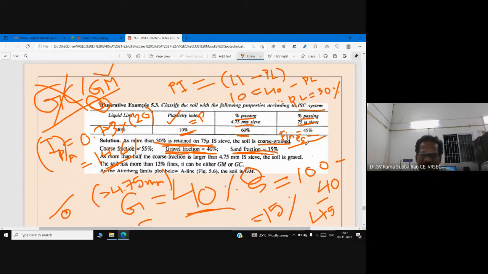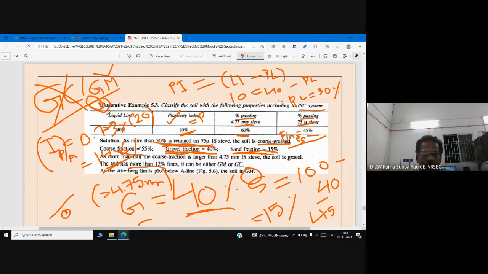Then the percentage of soil passing 75 micron is nothing but fines. Fines is a combination of silt and clay; in fact, it is the fraction of soil passing the 75 micron sieve. So this is the way we should identify. Here we have coarse fraction 55. Within the coarse fraction, gravel is 40 and sand is 15. Now, liquid limit and plastic limit are given. How do we identify whether it is clayey gravel or silty gravel? The fines are more than 12%, so it is a dirty gravel. Now it may be GC or GM, so don't hesitate to decide how to classify.